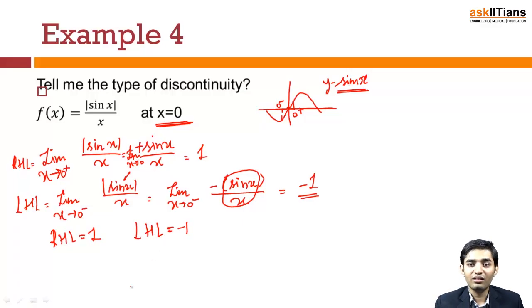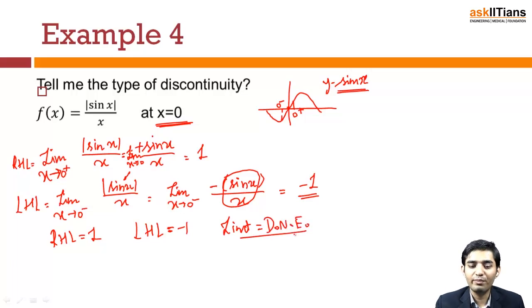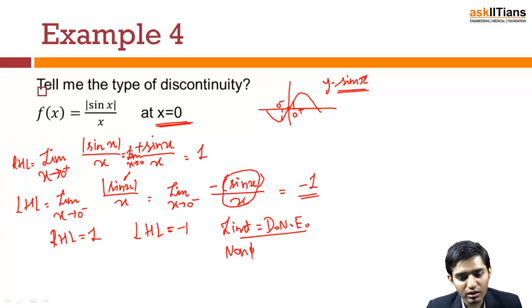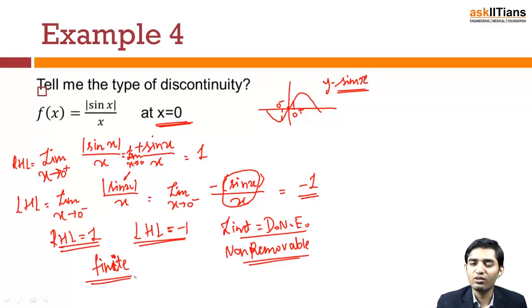So in this case, limit does not exist. LHL is not equal to RHL. If limit does not exist, then what can I say? This will be a non-removable type discontinuity. And in non-removable, which is the type of discontinuity? LHL is also finite and RHL is also finite, but both of them are not equal. So this is a finite type discontinuity. Understood?